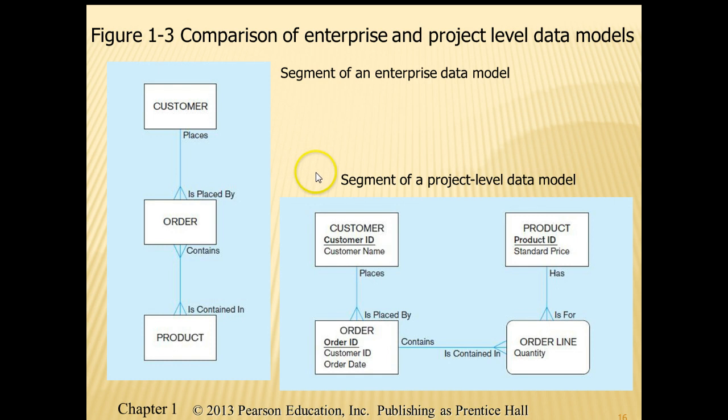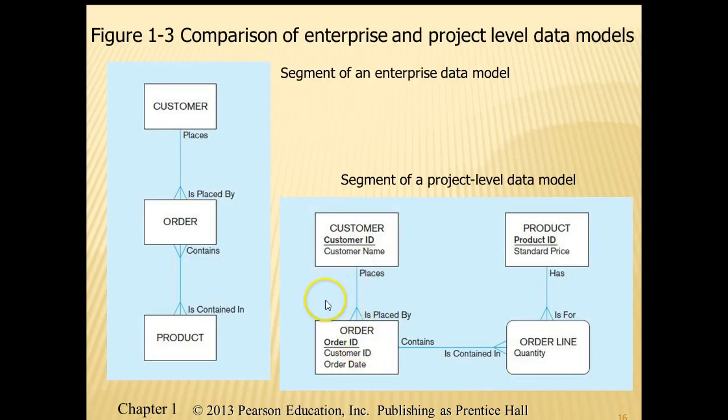Okay, so let's take a look at this. As I mentioned, the relational database has a hard time dealing with a many-to-many relationship. If you look at this first model, an enterprise data model, we have a customer entity, an order entity, and a product entity. You'll notice that the relationship between the order and product entities is listed as many-to-many, and that's okay in the enterprise data model. But when we move into the project level data model, that's when we start moving closer to building our tables. Now we're not at tables yet. We're still using entities.